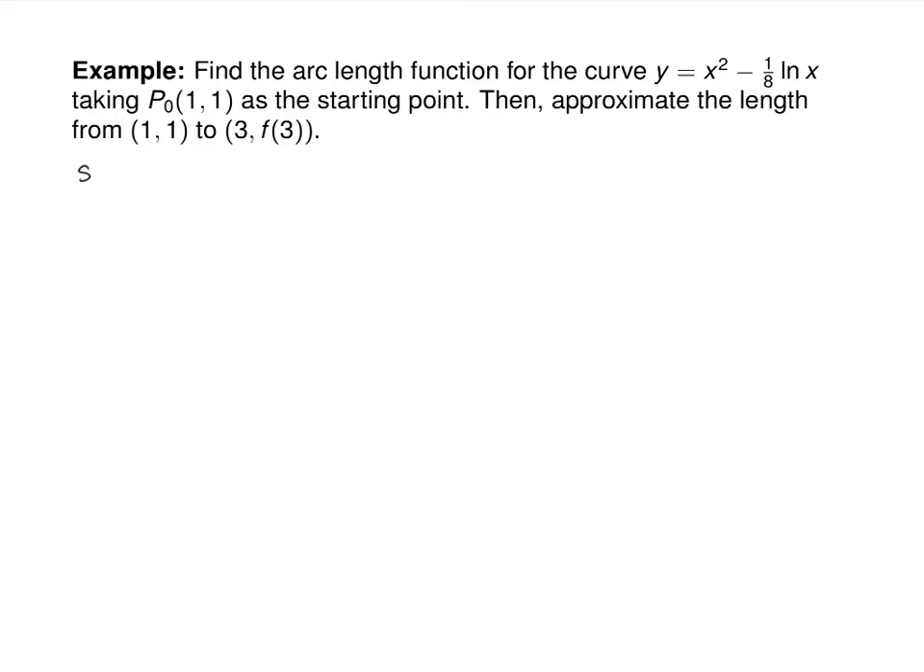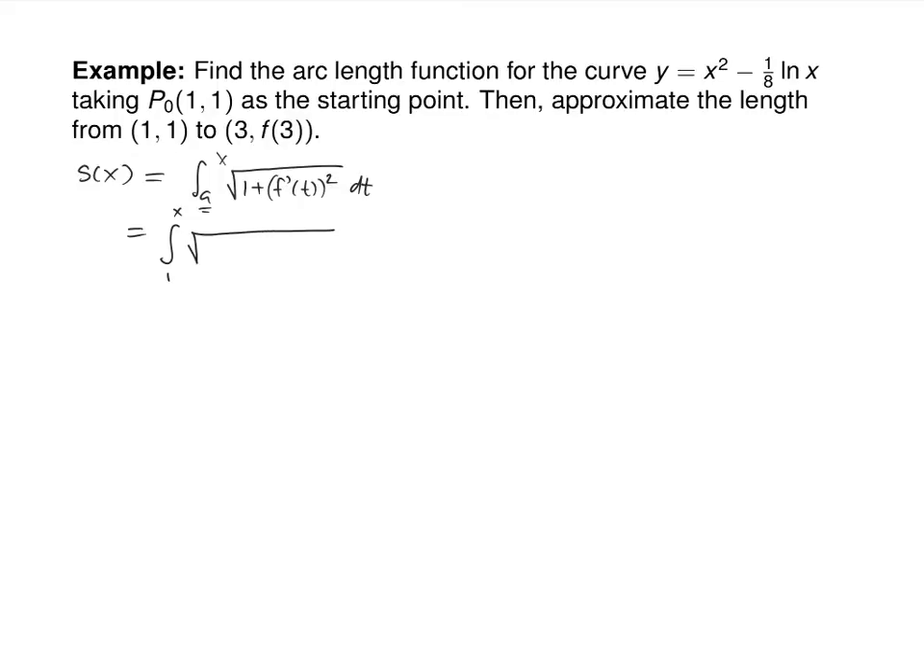That's what they call s of x, and it's an integral from a to x of root 1 plus f prime of t squared dt. It's really no different than the other stuff we've been doing, except you're going to have an answer that has x's in it, not a specific number. What goes in for a is the x coordinate of your starting point, which in this case is 1. The endpoint is variable. You don't know what the endpoint is.